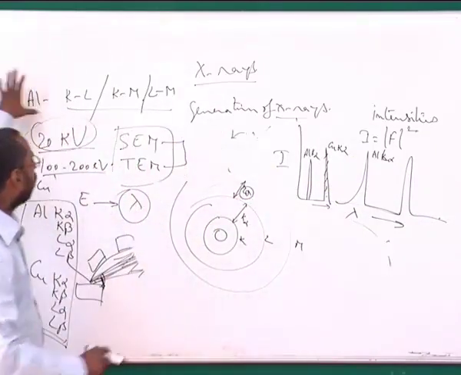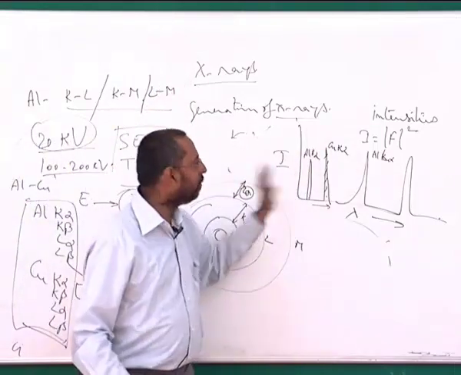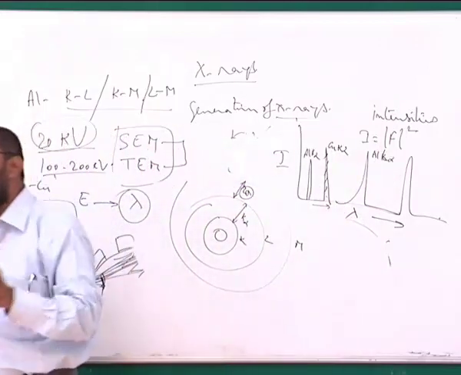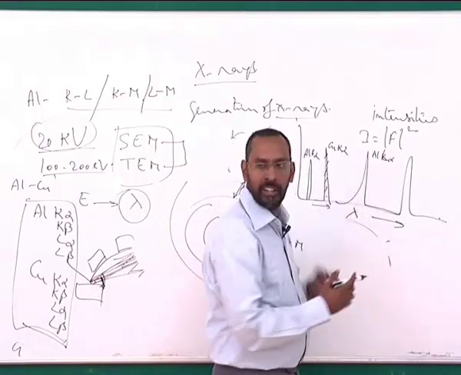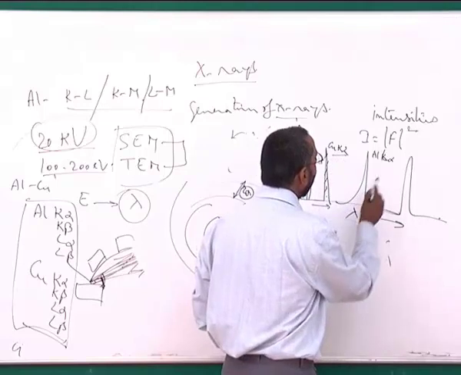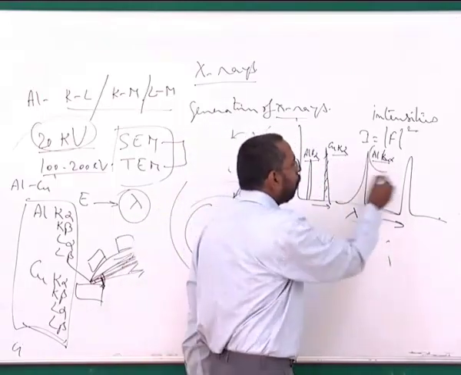But once I have this database completely available, I will be able to detect each of them, and I will be able to index these peaks, the way I index XRD peaks. And once I index these peaks, if both K alpha and L alpha peaks of a particular element are present, I don't need to bother about each of them.